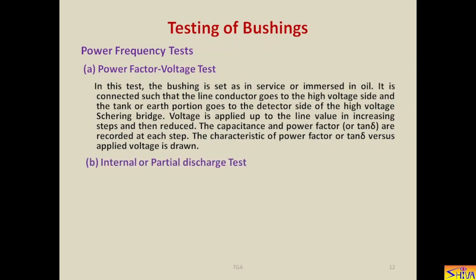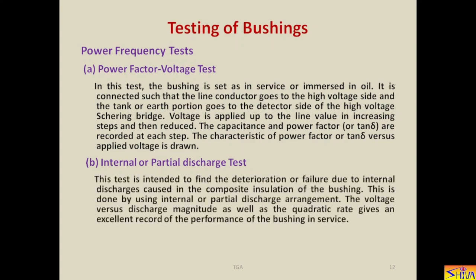Then internal or partial discharge test. This is done to check the health of the bushing. This test is intended to find the deterioration or failure due to internal discharges caused in the composite insulation of the bushing. So basically it is done to find whether there are partial discharges in the bushing or not.